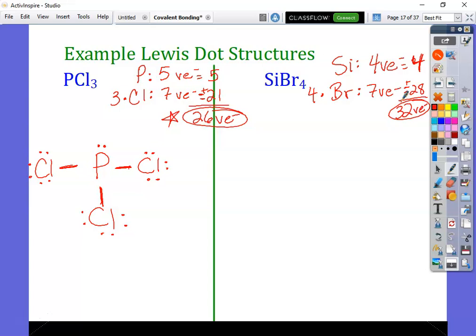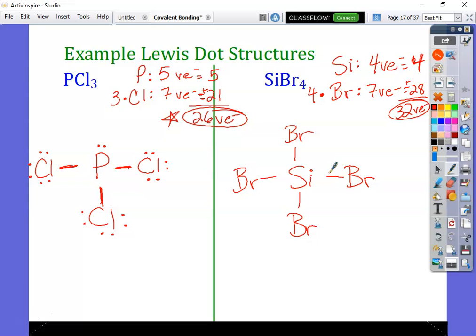So what needs the most electrons? Silicon. Silicon has just 4, so it needs 4 more. Each bromine needs only 1 valence electron, so they won't go in the middle, but silicon will. Now we're going to draw a bond from our central atom to each outer atom because they have to be bonded to that central atom. And so far we've used 2, 4, 6, 8 valence electrons.